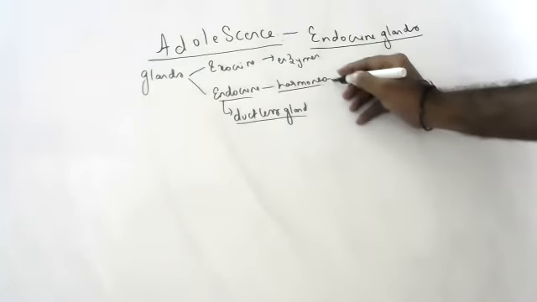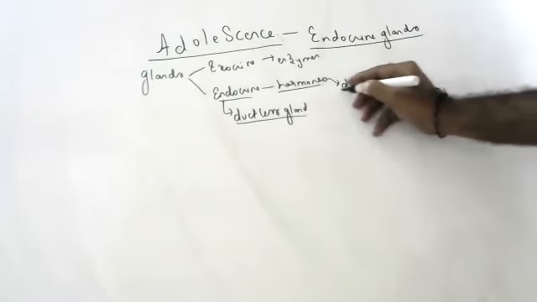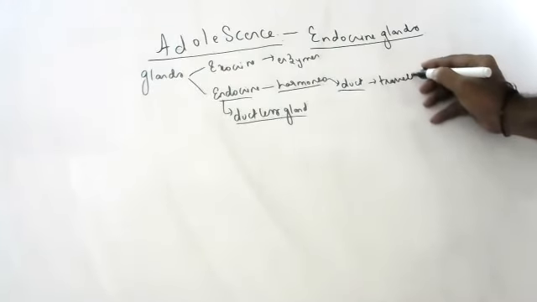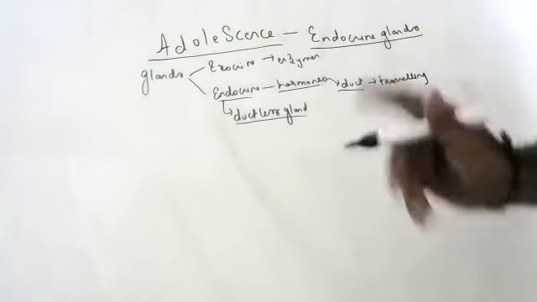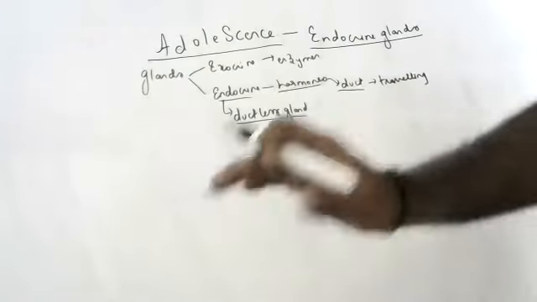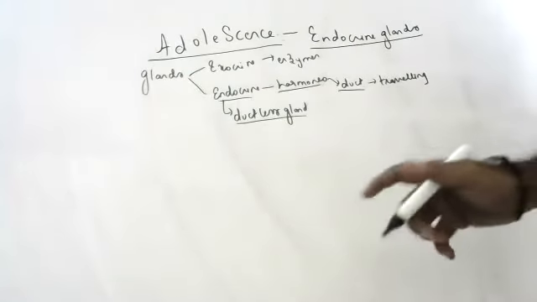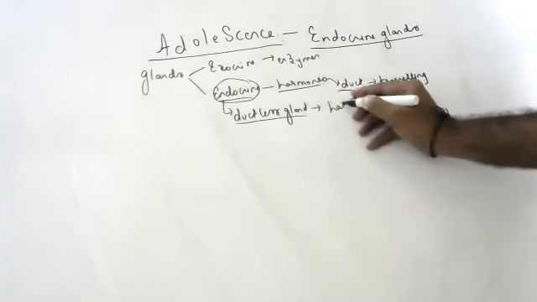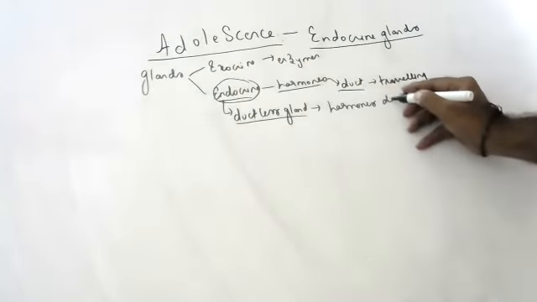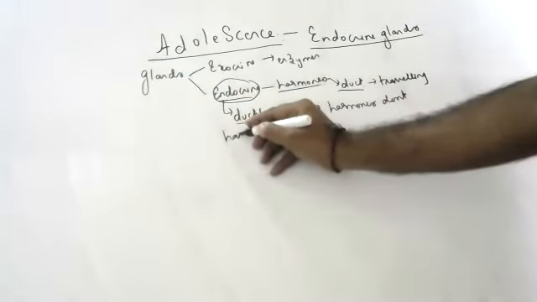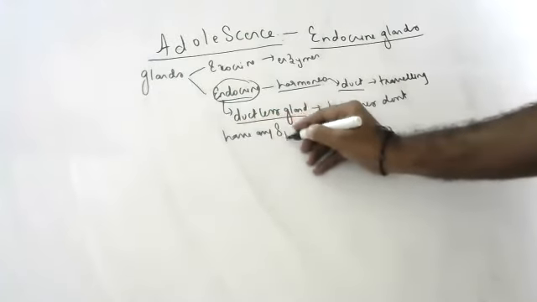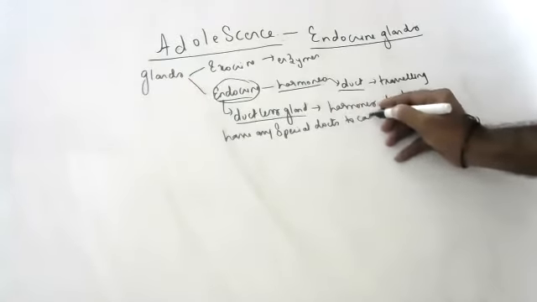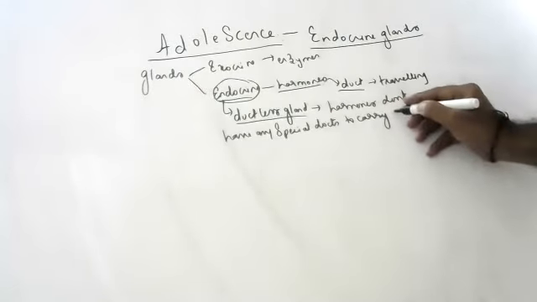Very good, because hormones don't have any special ducts for their traveling, children. For them to move from one place to another, they have to mix with the blood and go from one place to another. That's why endocrine glands are called ductless glands. Hormones don't have any special ducts to carry them.